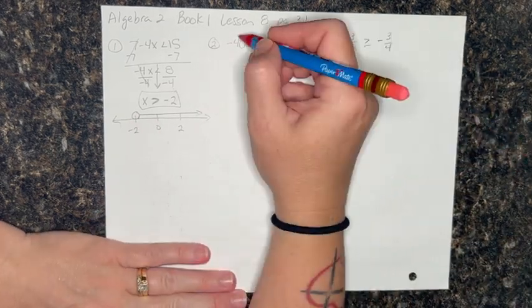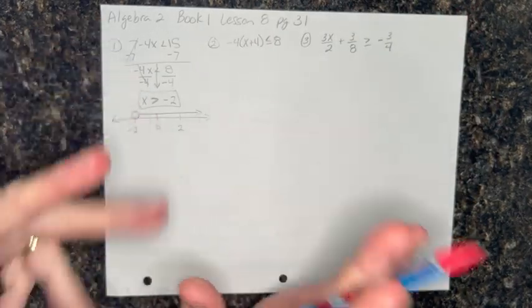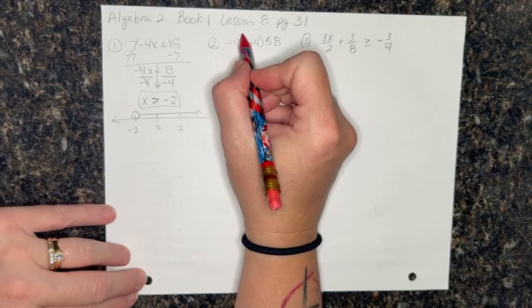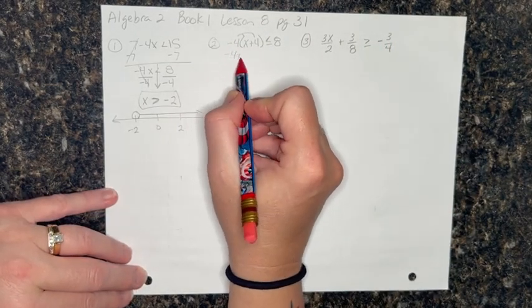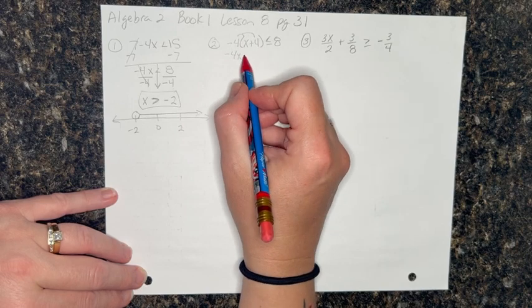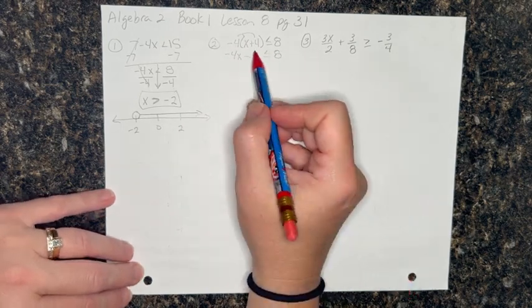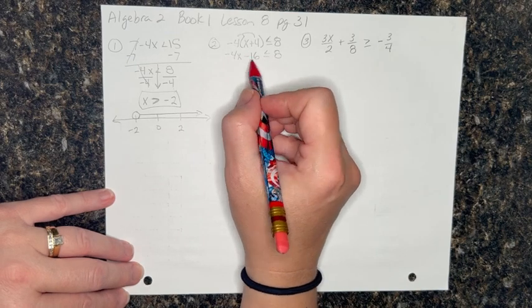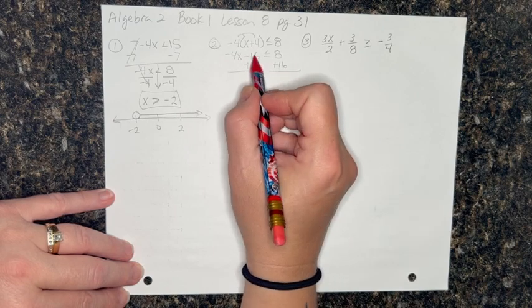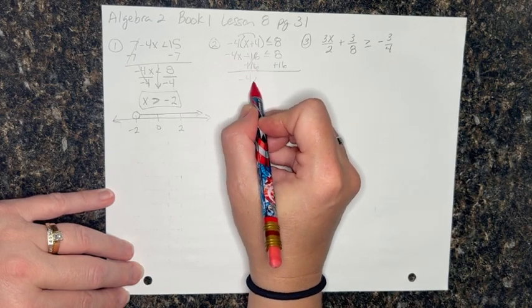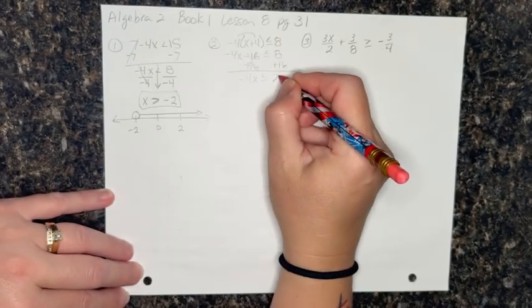Number 2, we've got negative 4 times the quantity x plus 4 is less than or equal to 8. Okay, first things first, we're distributing. Negative 4 times x is negative 4x. Negative 4 times 4 is a negative 16, which is all less than or equal to 8. Dealing with the outlier, 16 is being subtracted. We're going to do the opposite and add 16 to both sides. Negative 4x is less than or equal to 8 plus 16, or 24.